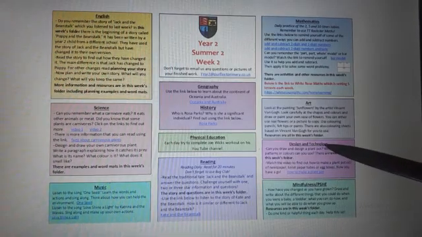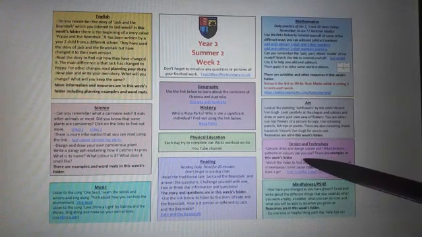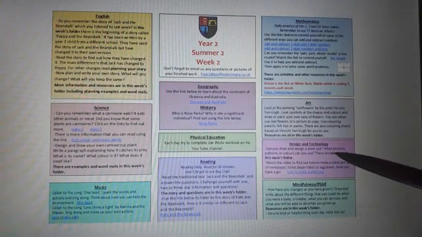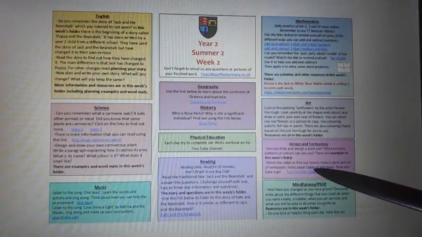Then in design and technology, we want you to draw and design your own plant pot. And there's some examples there for you to have a look at. And then there's a link of how you can make your own.